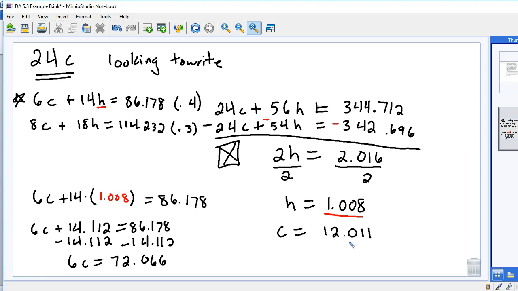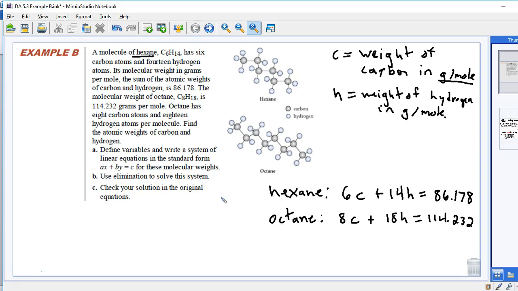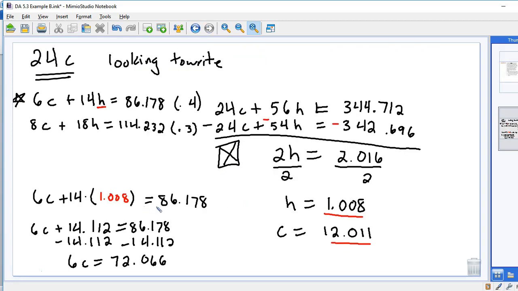Alright? So now do I have a solution to my system of equations? Yes, I do. I can take 1.008 for H, this is the weight of hydrogen in grams per mole, and 12.011 for carbon in grams per mole. Alright? So now part C, the last part, says check your solution with the original equation. So what I'm going to ask you to do is take these numbers, plug them back into this second equation, and see does that work out. Alright, so plug it into here and see if you get 14.232 when you plug in these numbers for H and C. Alright, there you go.